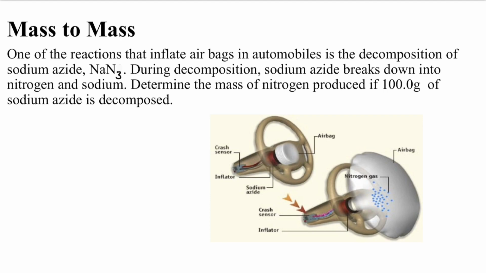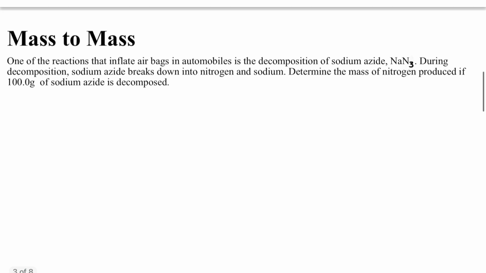So this is a little bit different than what we've been doing with stoichiometry because we are going from the mass of one substance, sodium azide, to the mass of a second substance, nitrogen. So let's walk through the steps that we need to go through to solve this problem. The very first thing that we need to do is write the chemical equation and balance it.